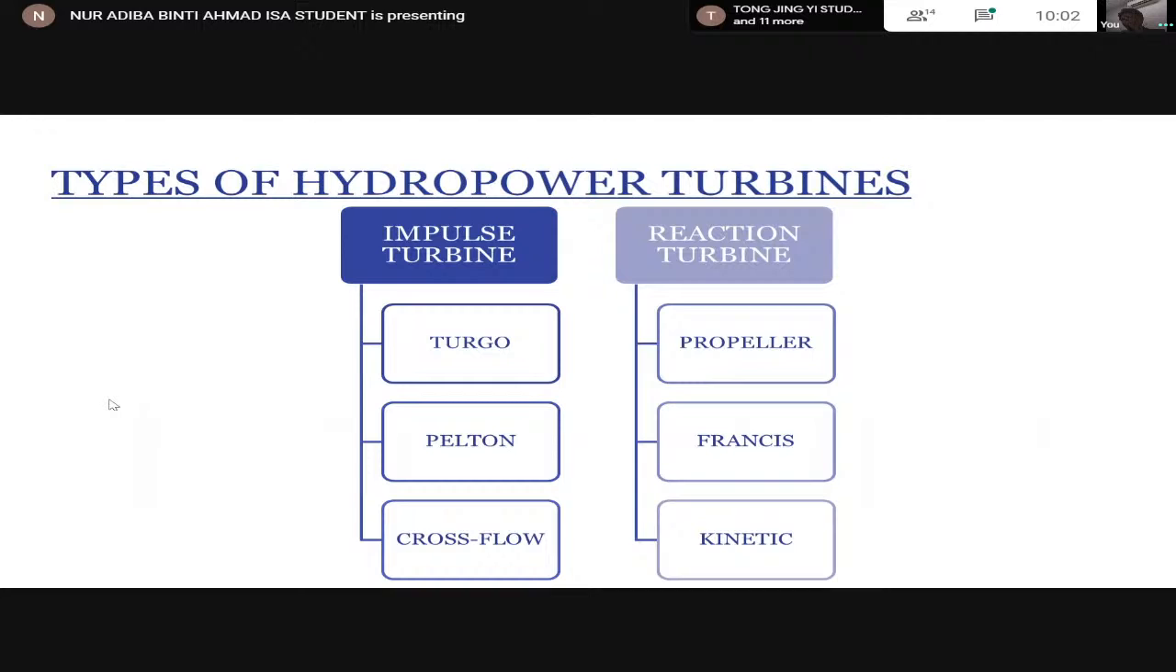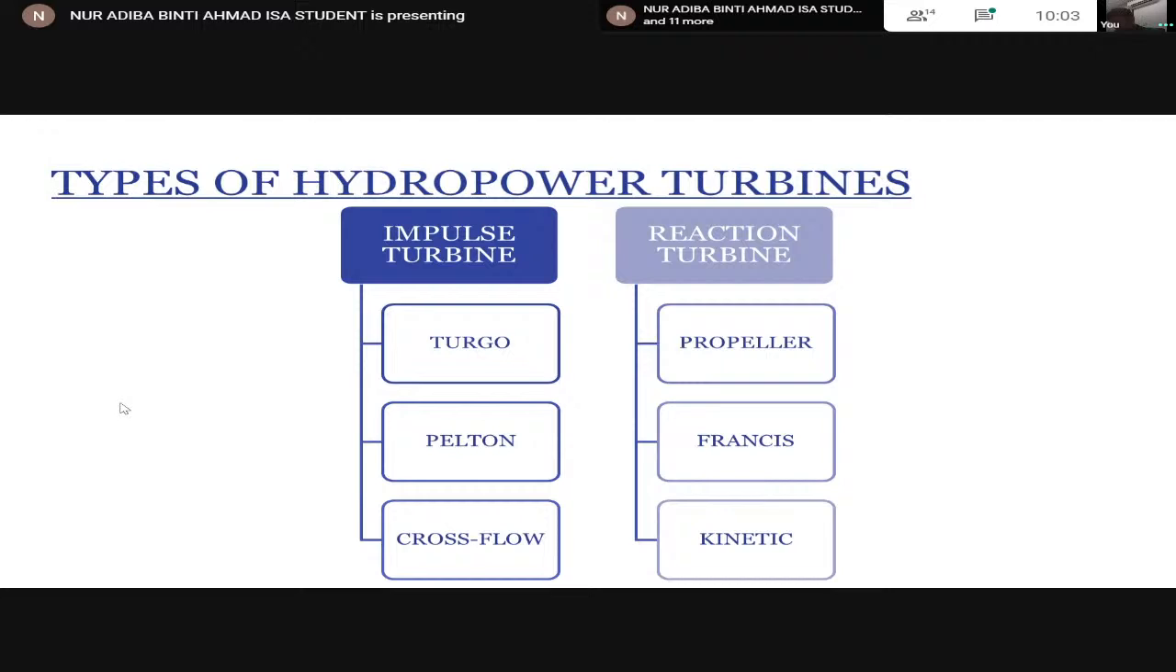So the next is I will tell you about the types of hydropower turbine. There are two types of hydropower turbine, which are impulse turbine and reaction turbine. In impulse turbine, there are Turgo, Pelton, and cross flow. So I will define the impulse turbine. Impulse turbine uses kinetic energy of water to drive the runner and discharges to atmospheric pressure. The runner of an impulse turbine operates in air and it is moved by jets of water.